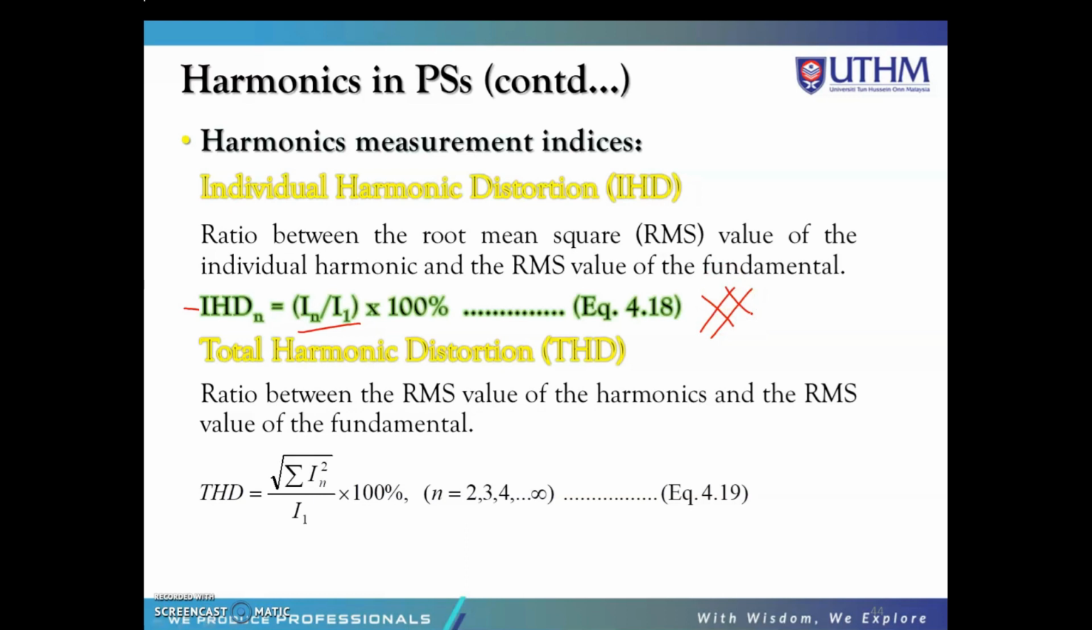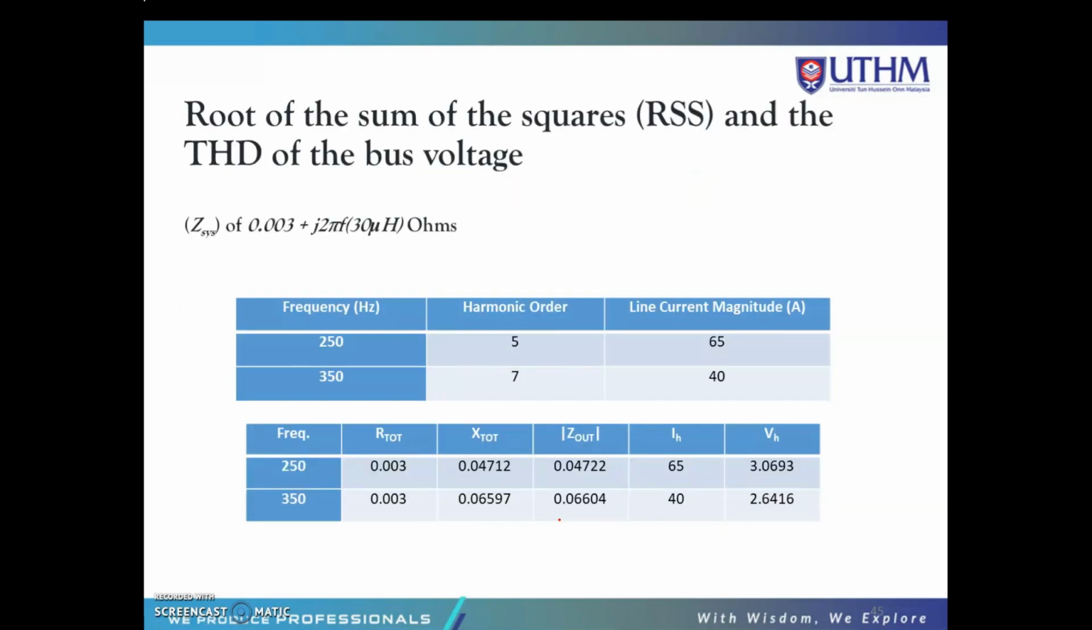You can also calculate the total harmonic distortion or THD, the ratio between the RMS value of the harmonics and the RMS value of the fundamental. THD is equivalent to the square root of the summation of In squared, divided by I1, times 100%, where n is the integer 2, 3, 4 until infinite. This is equation 4.19. This is the root of the sum of the squares, RSS, and the THD of the bus voltage.